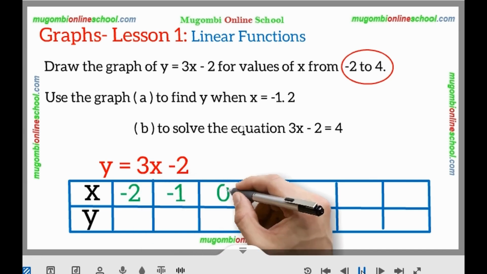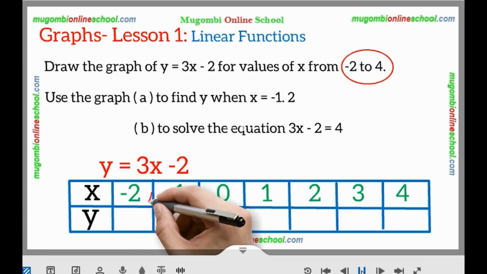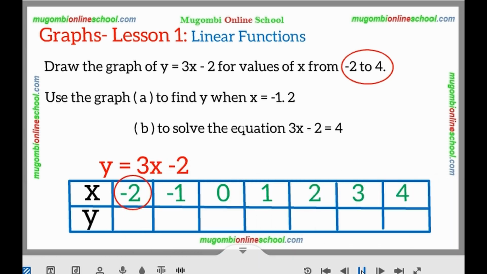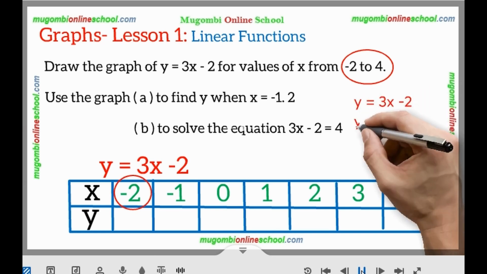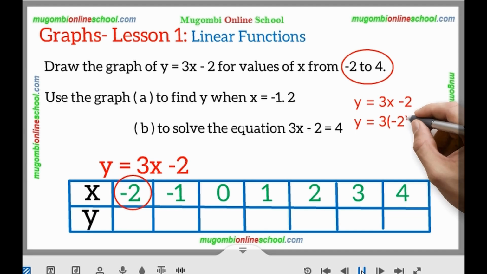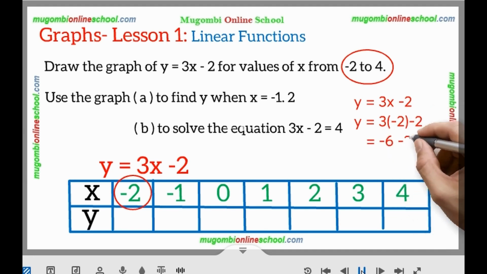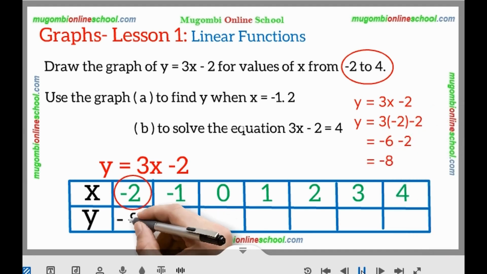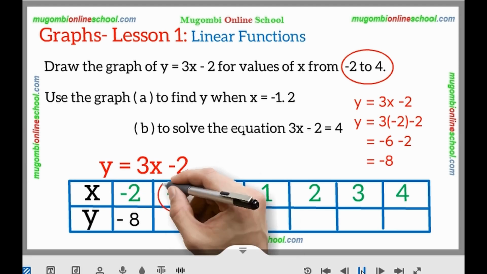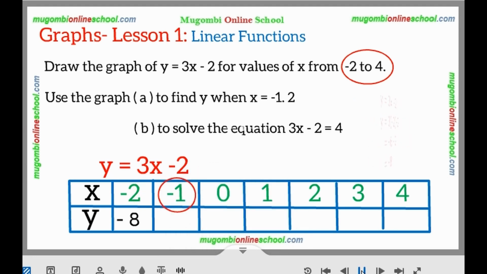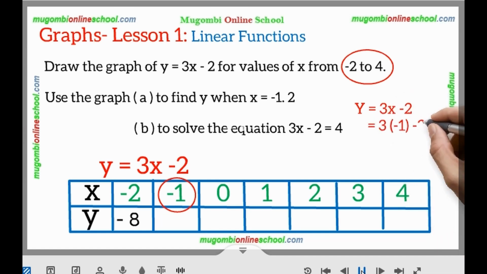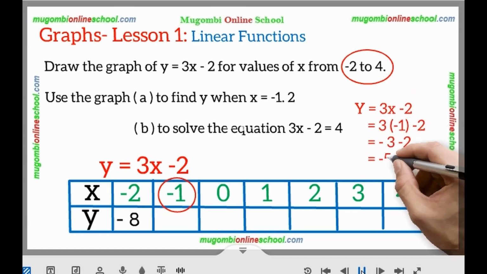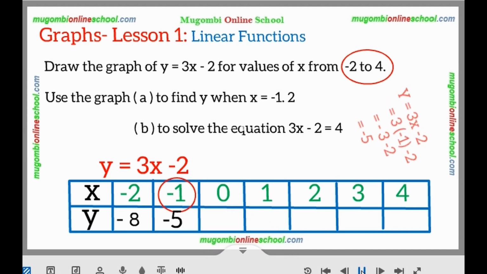Now we need to first fill out the table of values from minus 2 to 4 like this, and then calculate the values of y for each. We're going to substitute minus 2 in the equation y is equal to 3x minus 2. If we work it out like this, y will become minus 8. Then we write minus 8 here. And then if we substitute negative 1 for x in the equation, we write y is equal to 3 by negative 1 minus 2, and we simplify to negative 5.